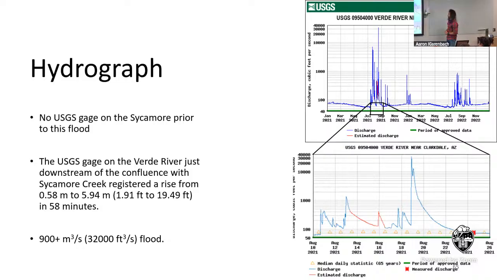And we saw a huge rise in the stream gauge. We registered about a 900 cubic meter per second flood, or a 32,000 cubic foot per second flood. So this was a massive flood for this system. I don't really have a way to put it into scale for you, but the recurrence interval of this flood was estimated to be about a 500-year flood. So you wouldn't see another one of these for a really, really, really long time in this canyon.